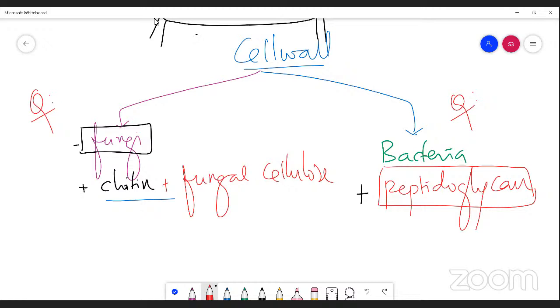Peptidoglycan is associated with the cell wall, which is found in this organism. That is the question: bacteria. It is asked both in NEET as well as in board exams. Definitely you can expect: the cell wall is made up of peptidoglycan, which is found in this organism. What's the option? Bacteria. Very good. Chitin is found in the cell wall of this organism. Fungi. Okay.